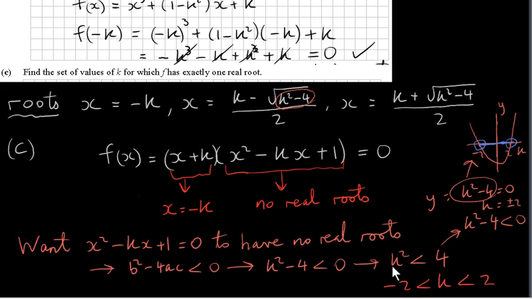But if you just have a quantity squared less than some number, you just take the square root of the number and realize that the square root can be positive or negative, and that the quantity has to lie between those two. Any number between minus 2 and 2 when squared will give a number less than 4. So as long as k lies strictly between minus 2 and plus 2, then the equation f of x equals 0 has only one real root, and it is x equals minus k. The other roots will be complex, and we don't want complex roots in this problem.